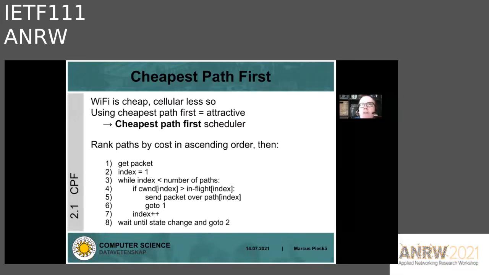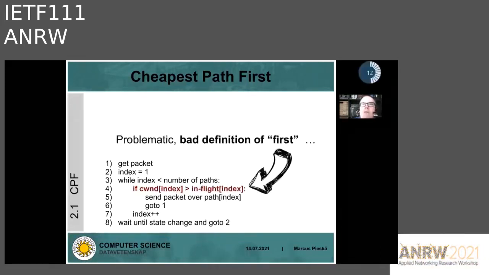The basic idea behind this is to rank order the paths by cost in ascending order and to schedule packets over the cheapest path until the amount of in-flight data matches the size of the congestion window, at which point the scheduler instead attempts to schedule packets over the subsequent path. The problem with this is how first is defined.